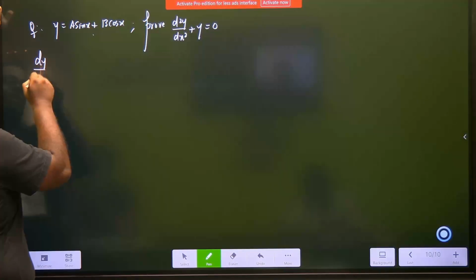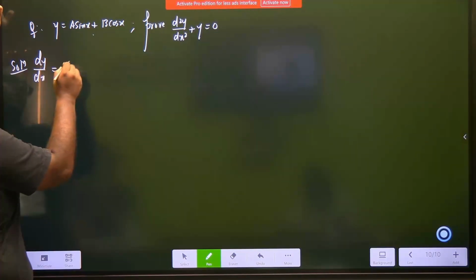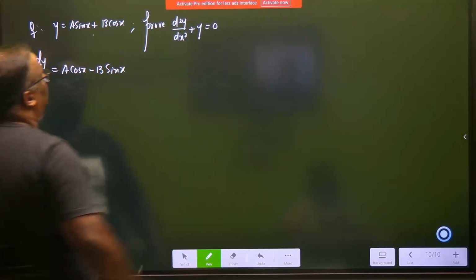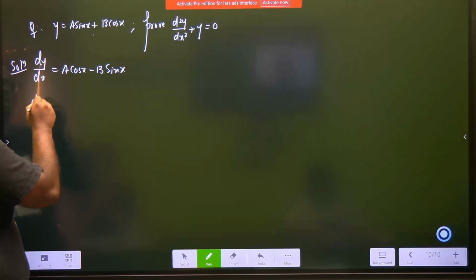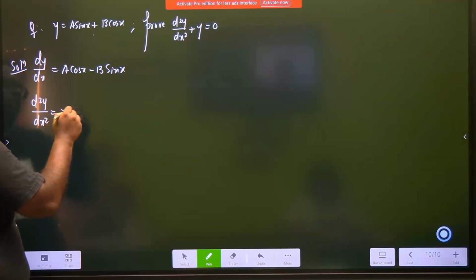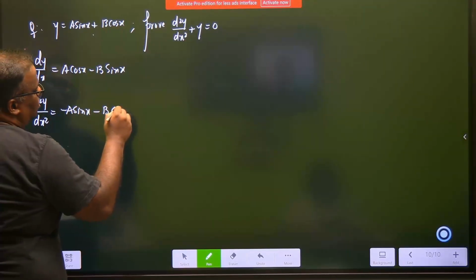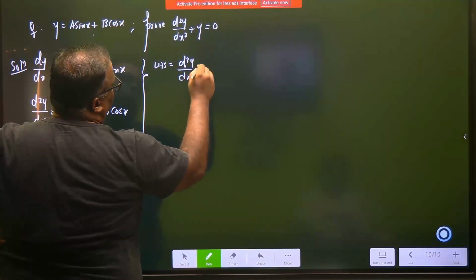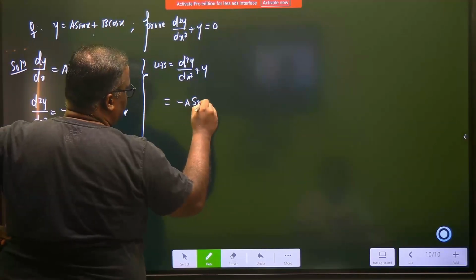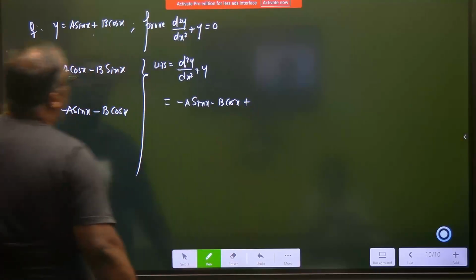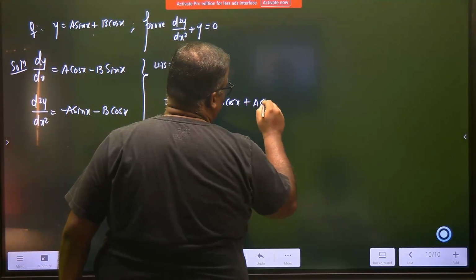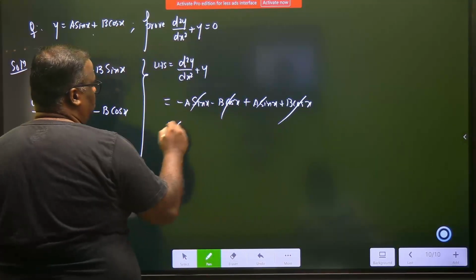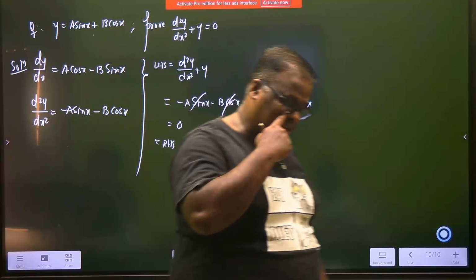Solution. So we do dy by dx. dy by dx will give me a cos x minus b sin x. Clear? Now second derivative, d2y by dx2, is negative a sin x minus b cos x. Now let us prove this. LHS is equal to d2y by dx2 plus y, which is equal to negative a sin x, negative b cos x, plus y. y is what? a sin x plus b cos x. And this is 0, RHS, which is proved. Very, very easy.